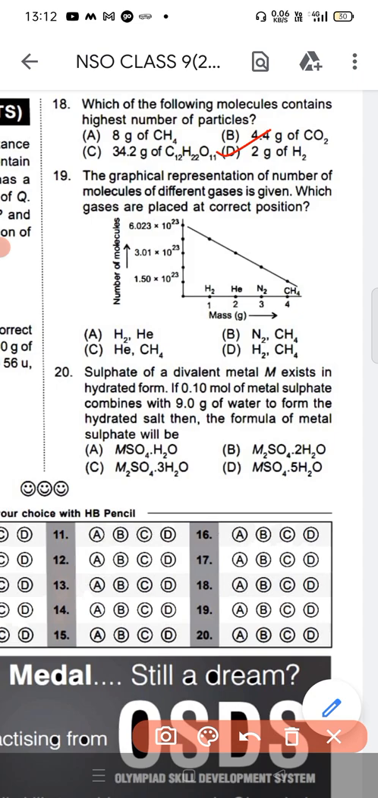So what you have to do, by applying the formula given mass by molar mass of that particular compound, you have to find out the number of moles. More number of moles means more number of molecules. Now question number 19, the graphical representation is there. The number of molecules of different gases is given. Which gases are placed at the correct position?